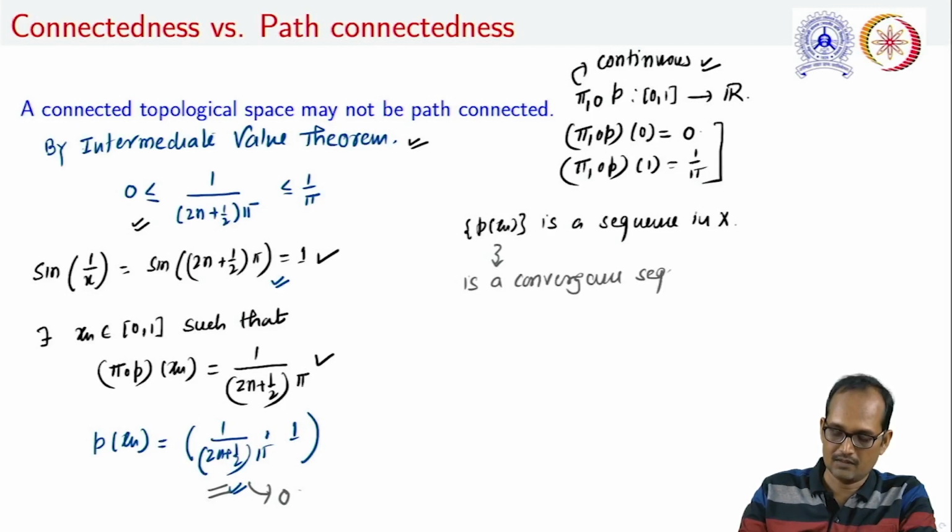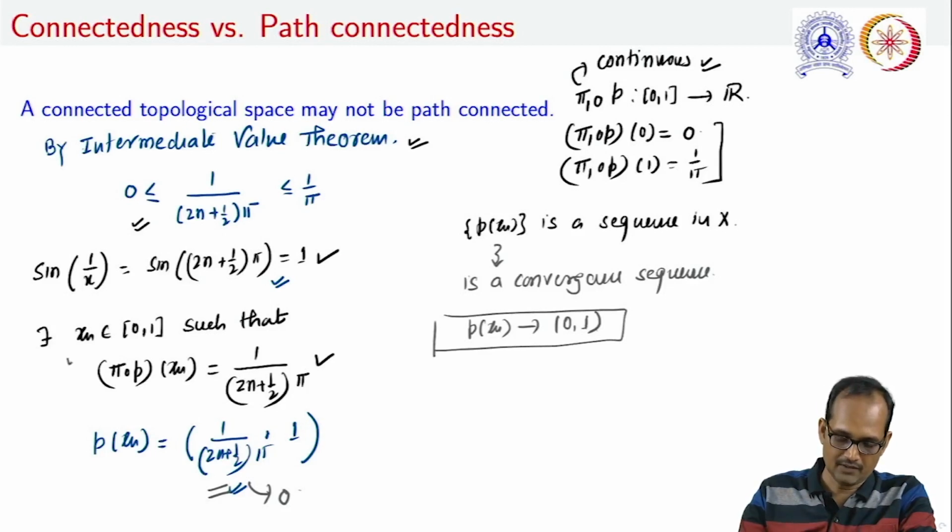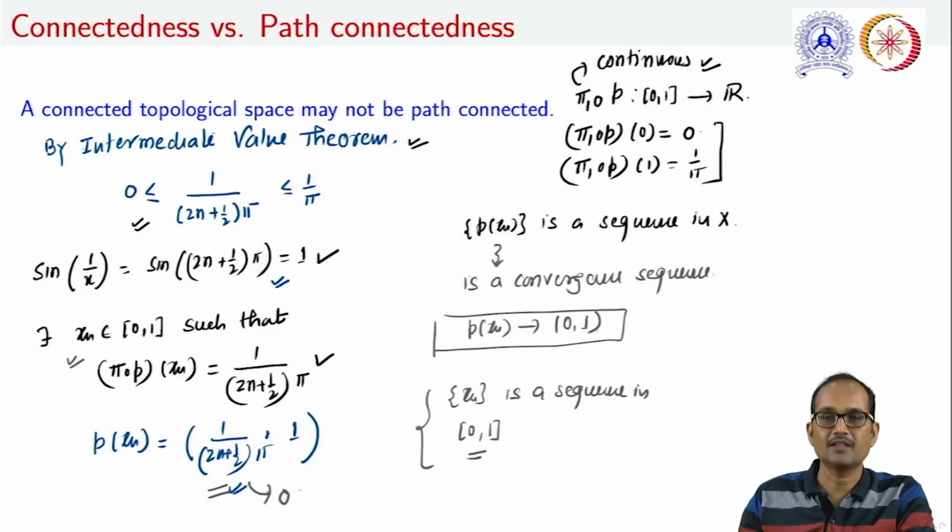and this sequence is converging to (0, 1). Also, we have taken xn in the closed interval [0, 1]. So what we can see is that xn is a sequence in the closed interval [0, 1].